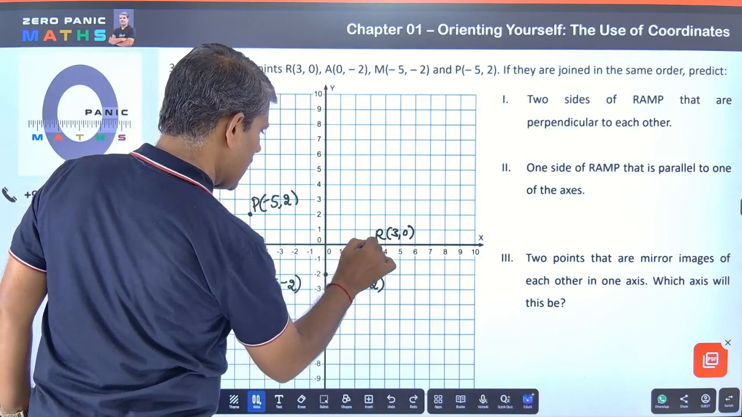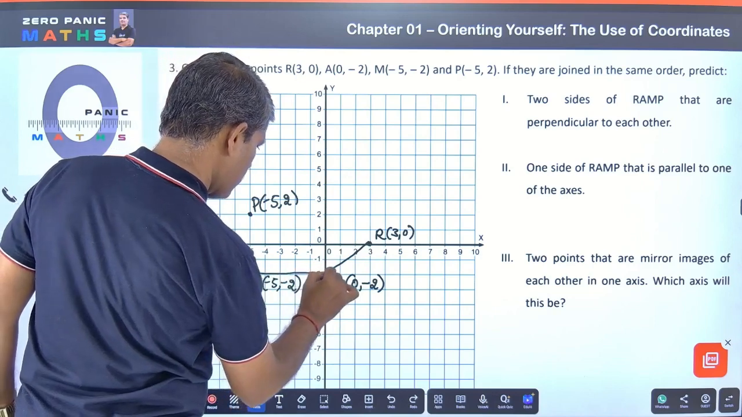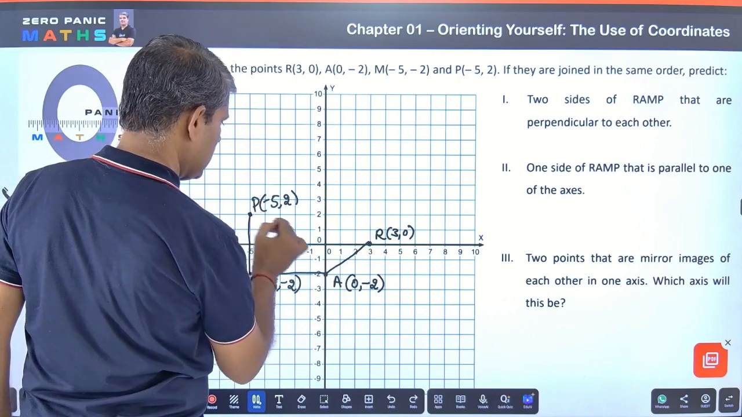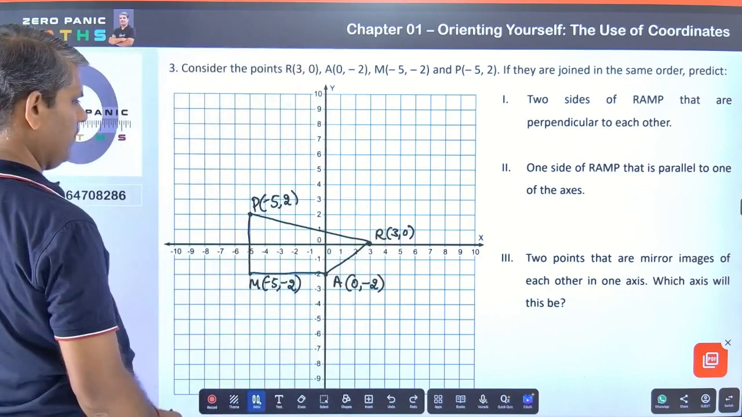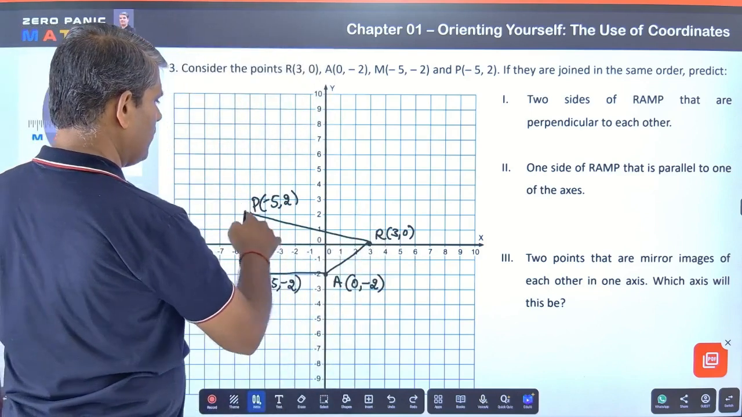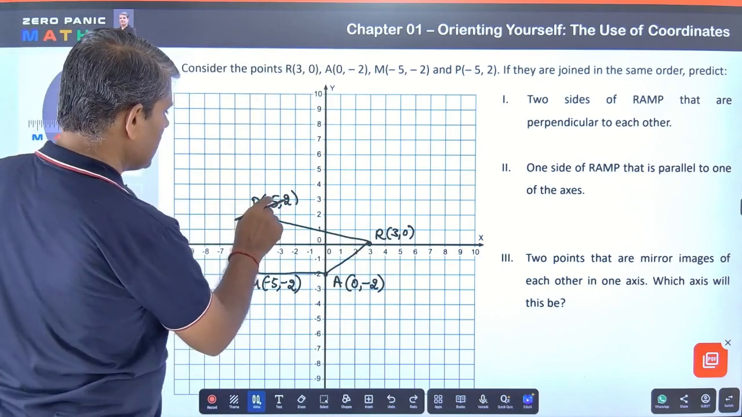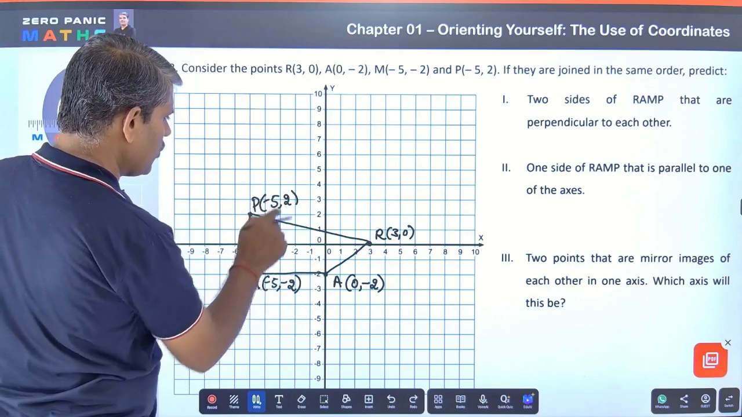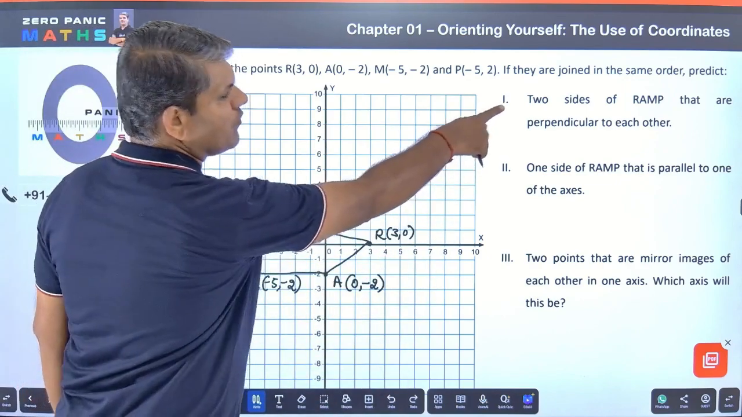This is R, A, M, P, correct? Let me join this also. RAMP. Now, as you can see here, since the x coordinates of P and M are -5 and -5, I can say this is a right angle. That is the answer to the first question.